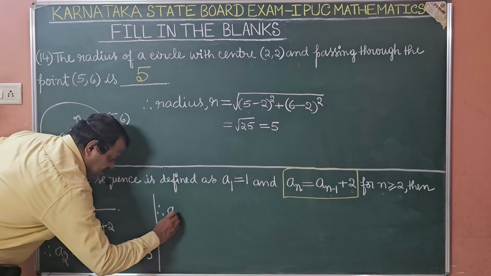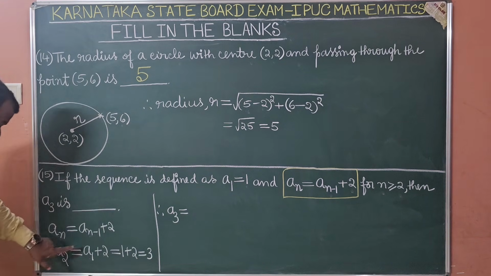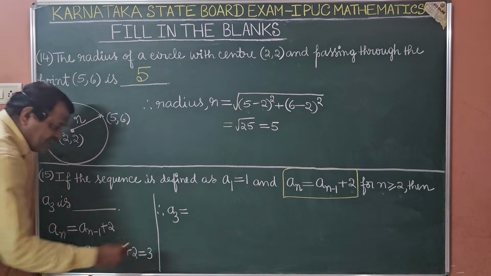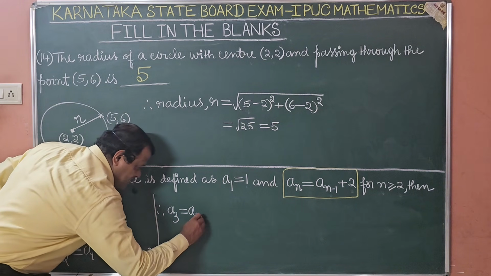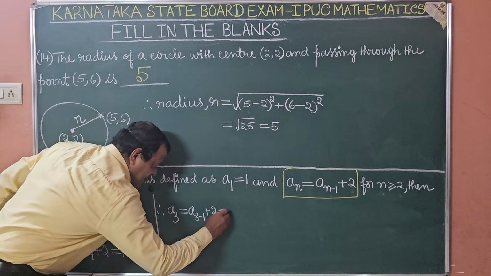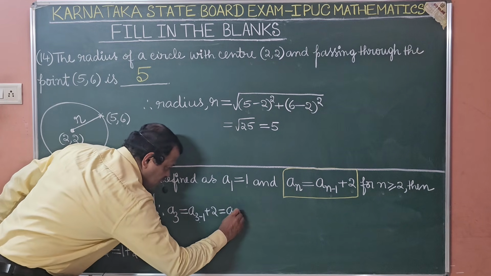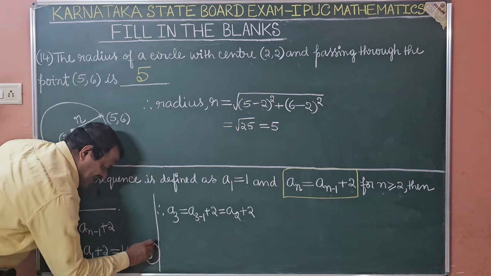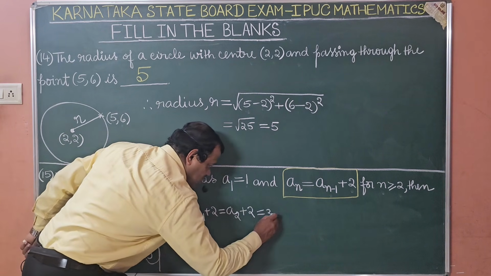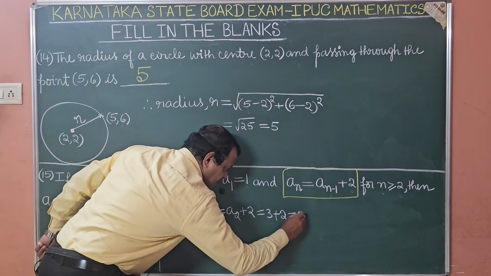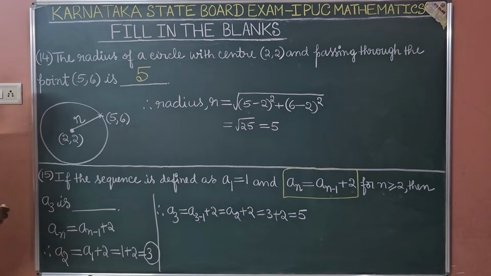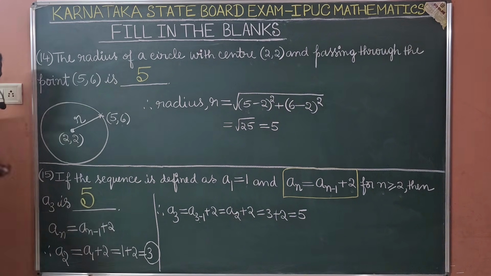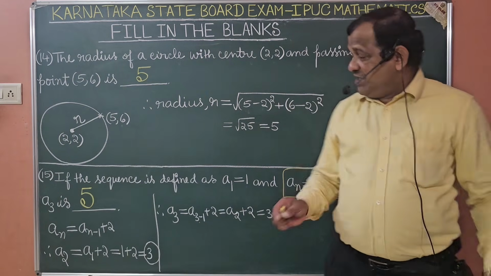Therefore the third term is a suffix 3. See, put n as 3 in the nth term. So it is a suffix 3 minus 1, a suffix 2, 3 minus 1 plus 2. That is a suffix 2 plus 2. And a suffix 2 I got previously, 3. So 3 plus 2. Therefore this answer is 5. So in this fill in the blank, I will write the answer is 5. So kindly go through the solution.